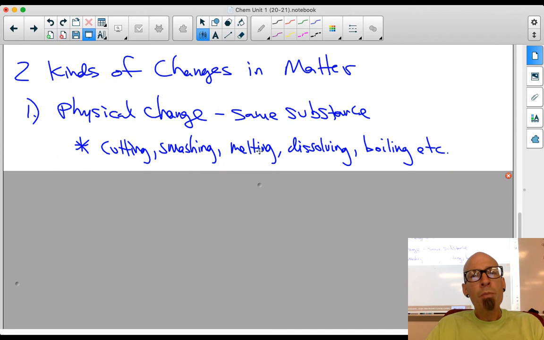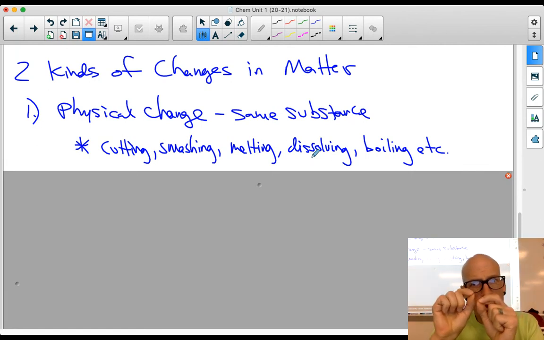Like when you melt something, the particles don't just go away. When you dissolve something, particles don't just go away. They're still there. But it is a physical kind of change. When you dissolve the sugar in the water, the sugar is still there. It's just really spread out in the water.